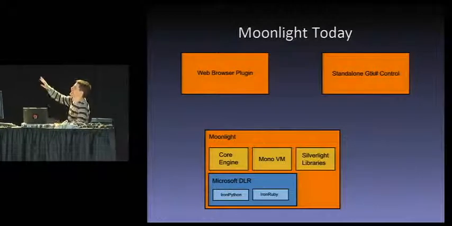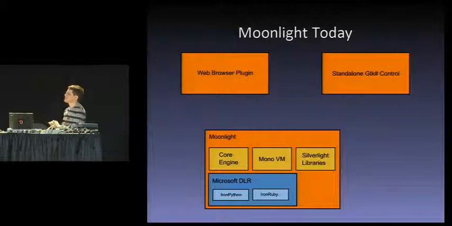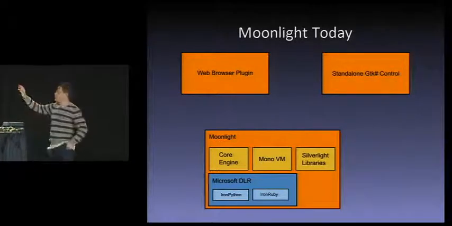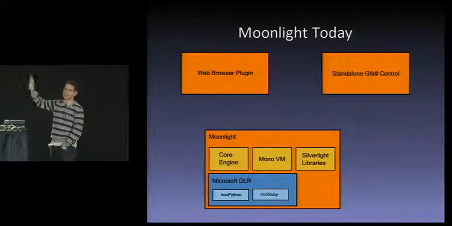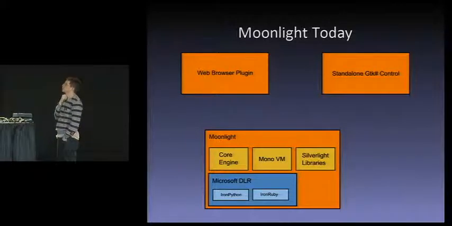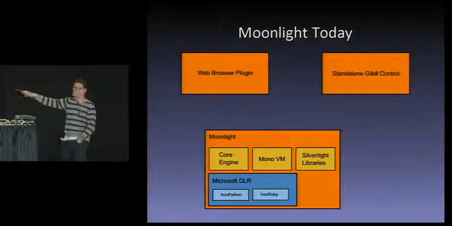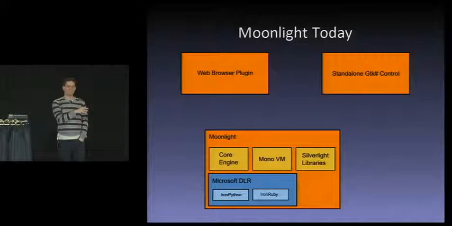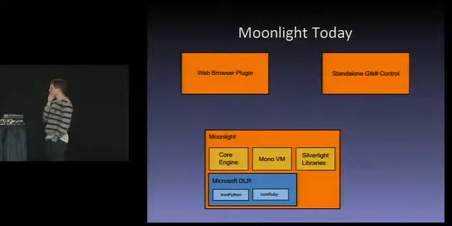So today, Moonlight, this is roughly how it's structured. We have an engine. So let me explain the idea that I had when I did these beautiful drawings. The blue stuff means code that Microsoft builds, right? That's code that Microsoft creates. All the orange and yellow stuff is stuff that we do. So the idea is we don't need to implement the Microsoft DLR. We don't need to implement IronRuby or IronPython. We just take those from Microsoft, right? Microsoft publishes those. We just consume them, and we redistribute those.